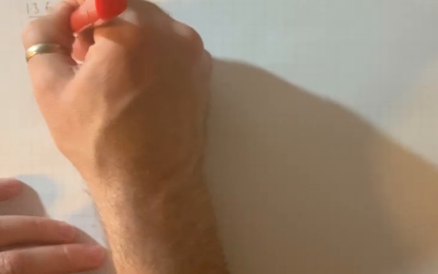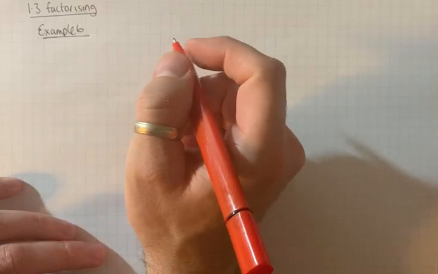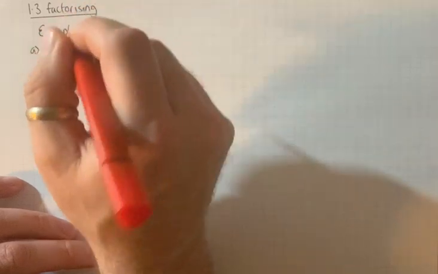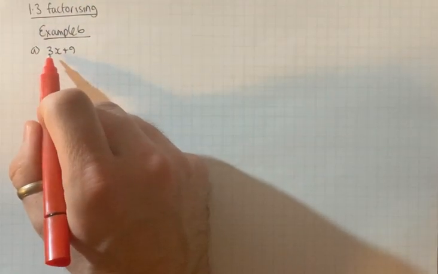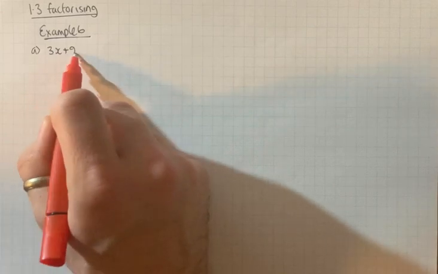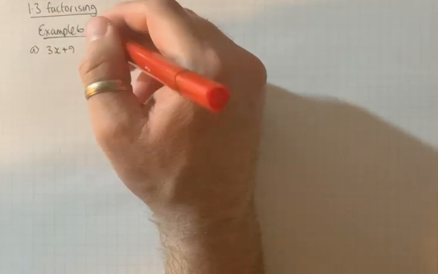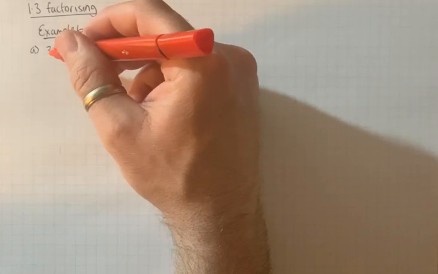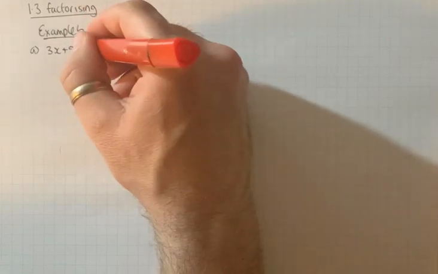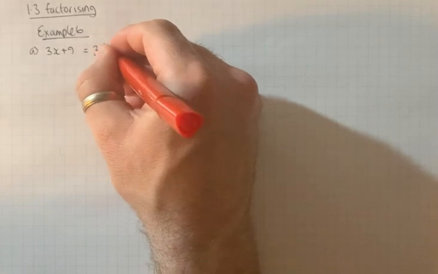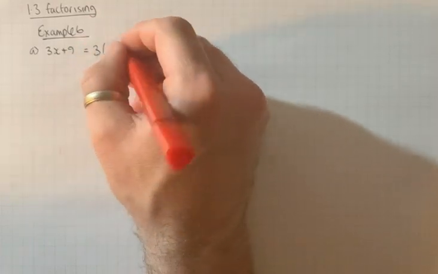Example 6 then. This deals with all expressions that can be factorised into a single bracket. So A has 3x plus 9. What we're trying to do here is look for the highest common factor of 3x and 9, the separate terms. So essentially what goes into both 3x and 9 exactly? Well, there's no x part to the second term, so it's only going to be the number. The highest common factor of 3 and 9 is obviously 3. And then you just say to yourself, what times 3 to get 3x? x. What times 3 to get 9? 3.